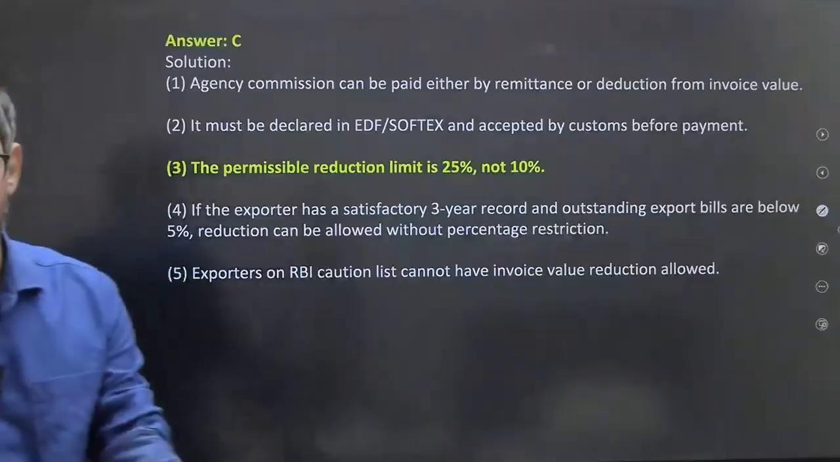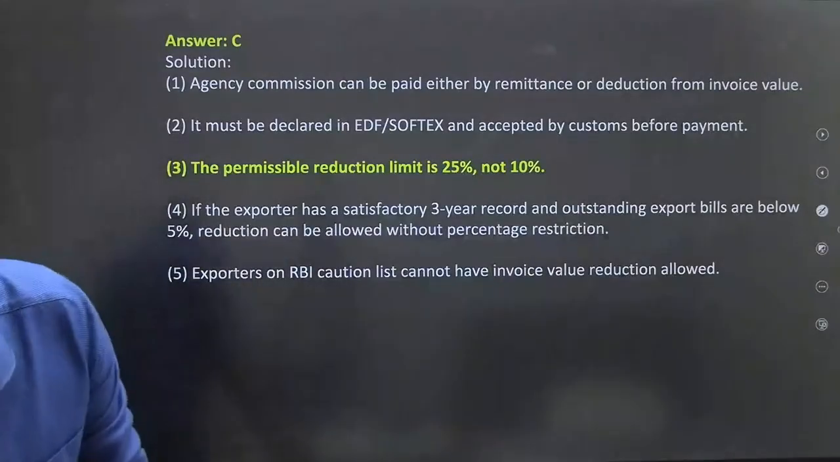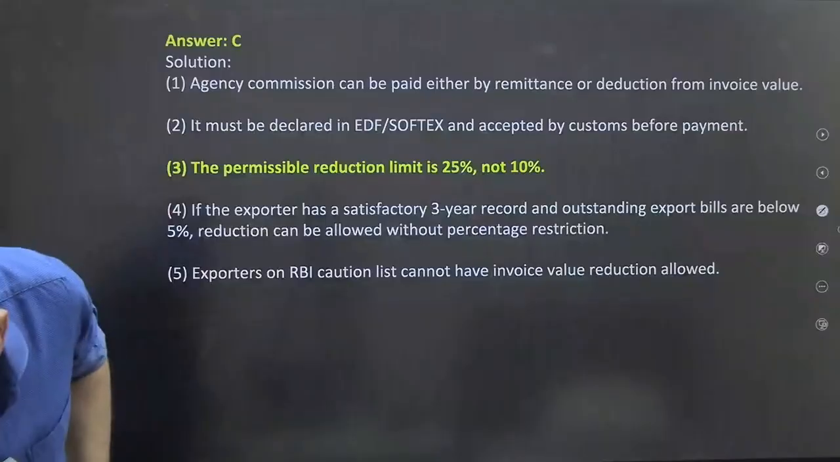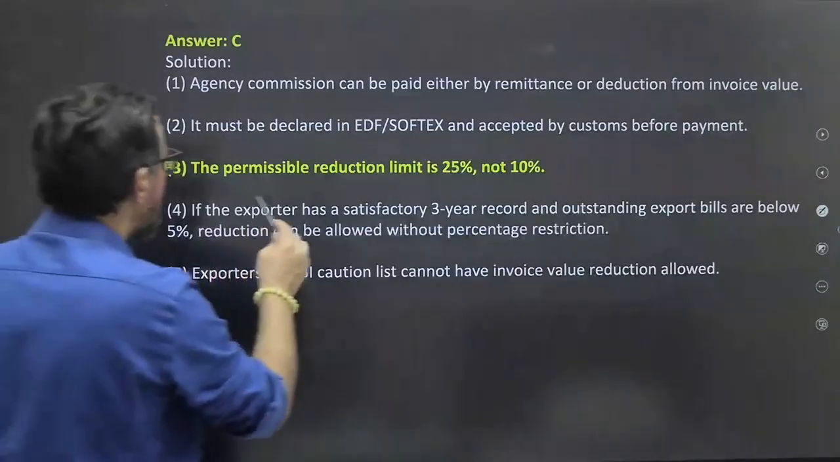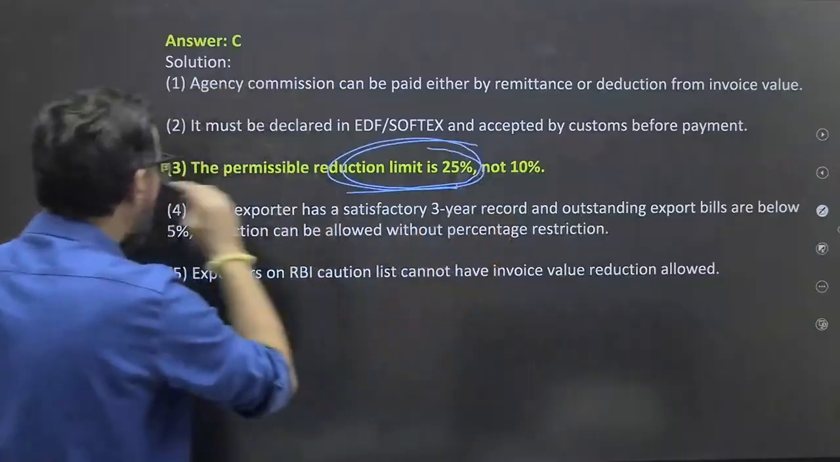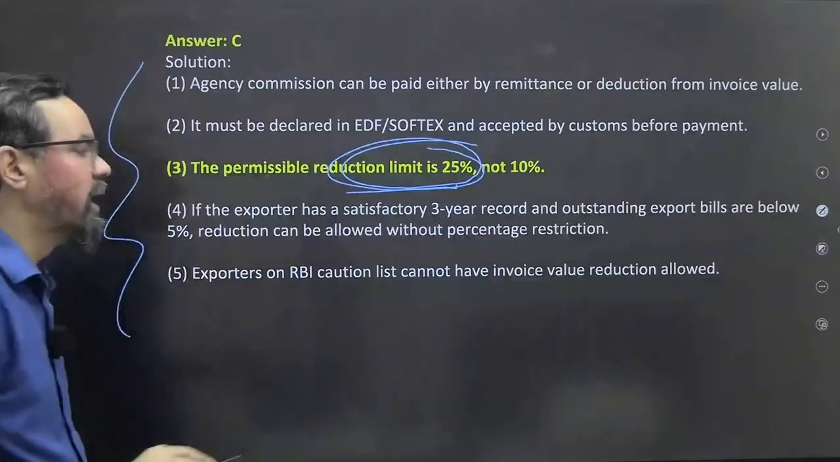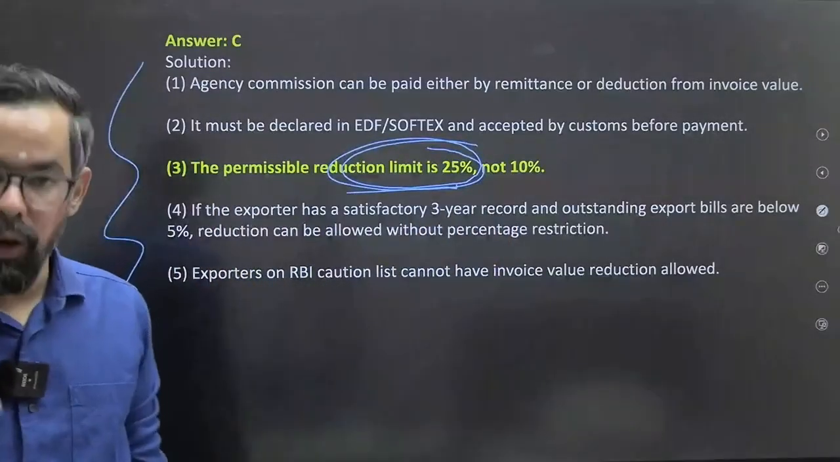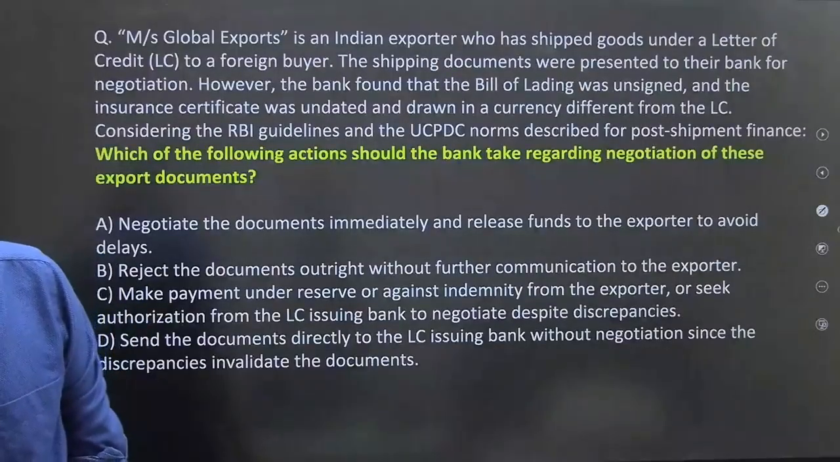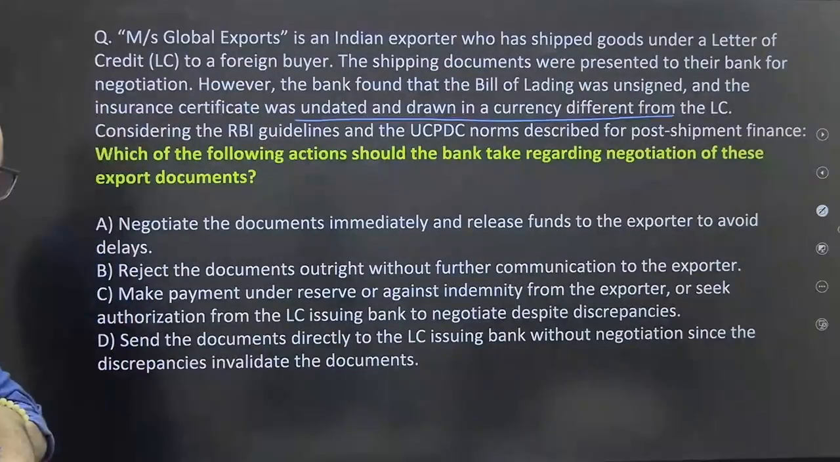Okay, who marked this correct answer? Aniruddha sir mentioned the correct answer. Otherwise everyone is wrong here. So the reduction limit is 25%, not 10%. The remaining statements are like this. These are very important statements, so please do remember and try to recall these. Okay, let's move ahead. Next one.